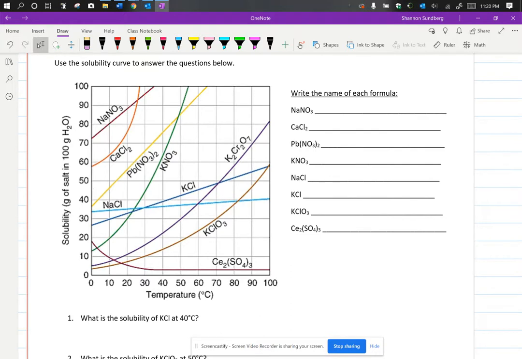Across the x-axis on the bottom, you see temperature in degrees Celsius from 0 to 100. And up the y-axis on the side, you see 0 to 100. And it's telling you that it's the solubility, which is grams of salt in 100 grams of water. So the substances you see on that chart will dissolve inside the water at a specific temperature.